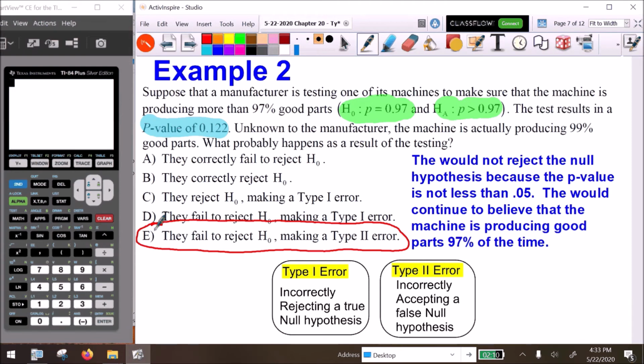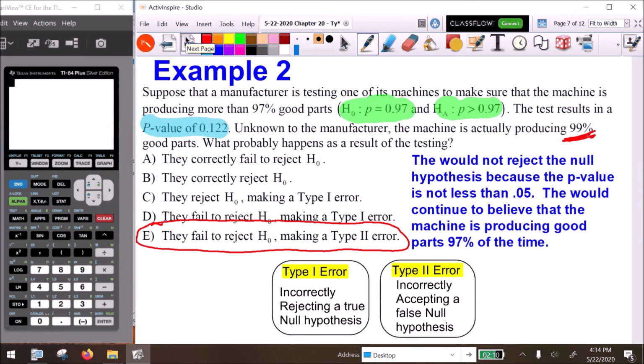So it turns out that the real true rate at which they're producing good parts is 99%, which is higher than 97%. But their hypothesis test failed to realize this, and they failed to reject the null. They accepted a false null hypothesis, and that's called a type 2 error.